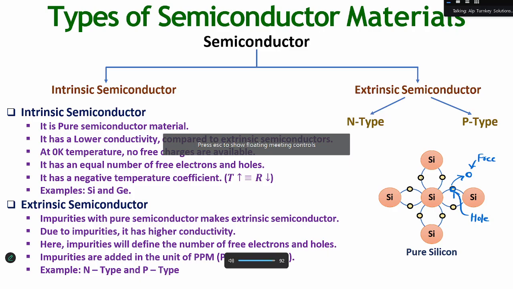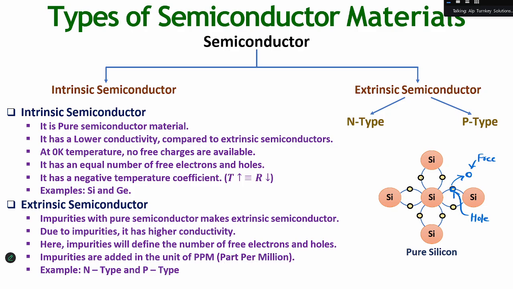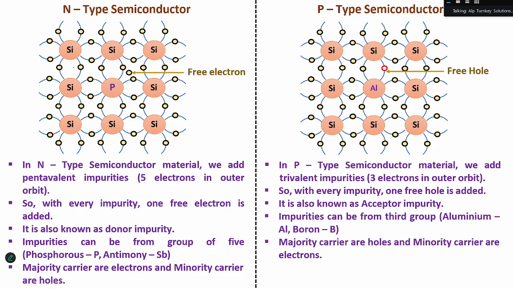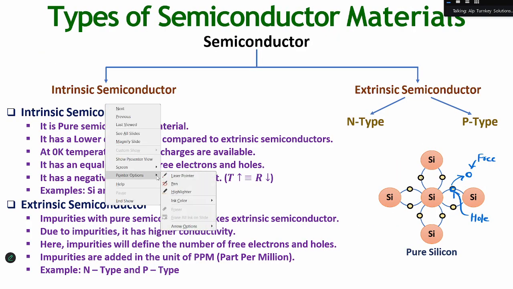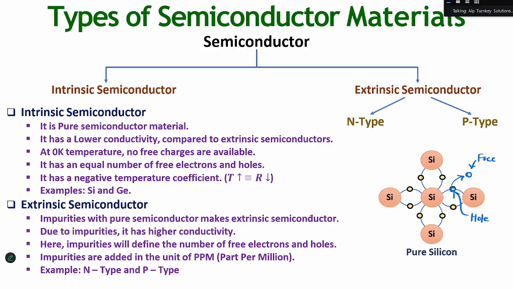Next, there are two types of semiconductors. One is intrinsic semiconductor, which we call pure type of semiconductor. Intrinsic semiconductors are pure semiconductors. Next is extrinsic semiconductor. Extrinsic semiconductors are nothing but impure semiconductors, with impurities added.